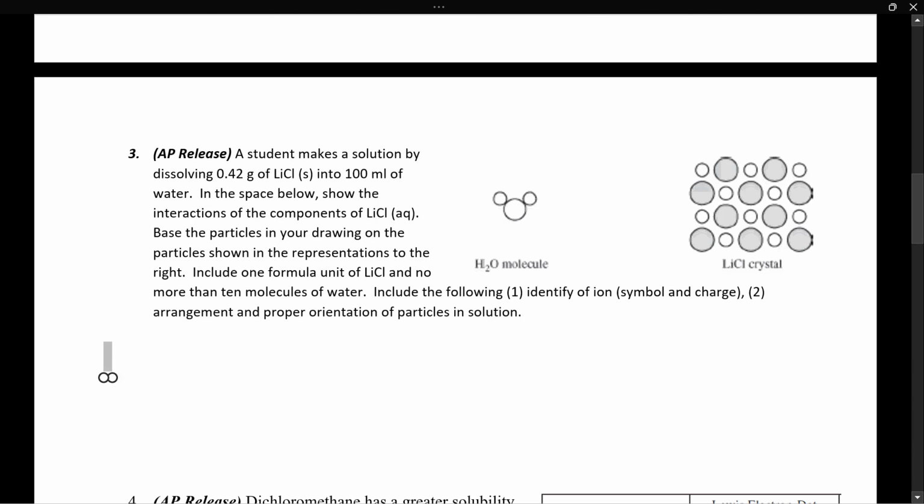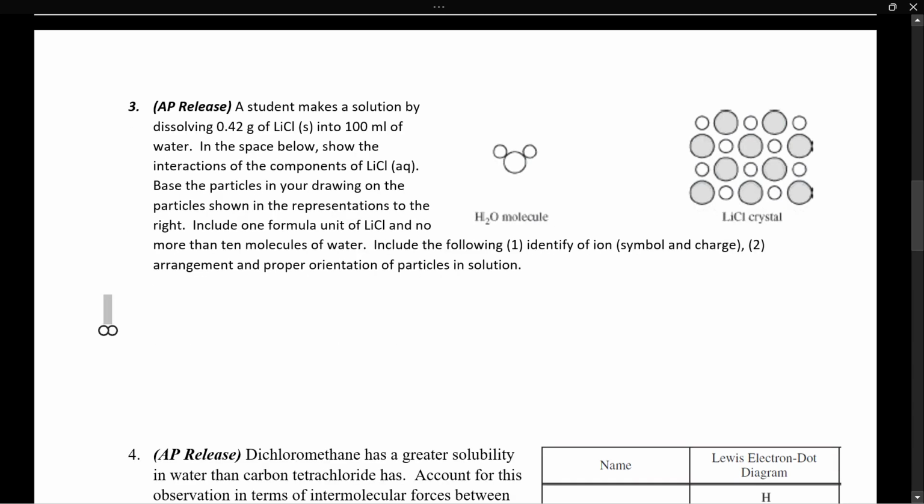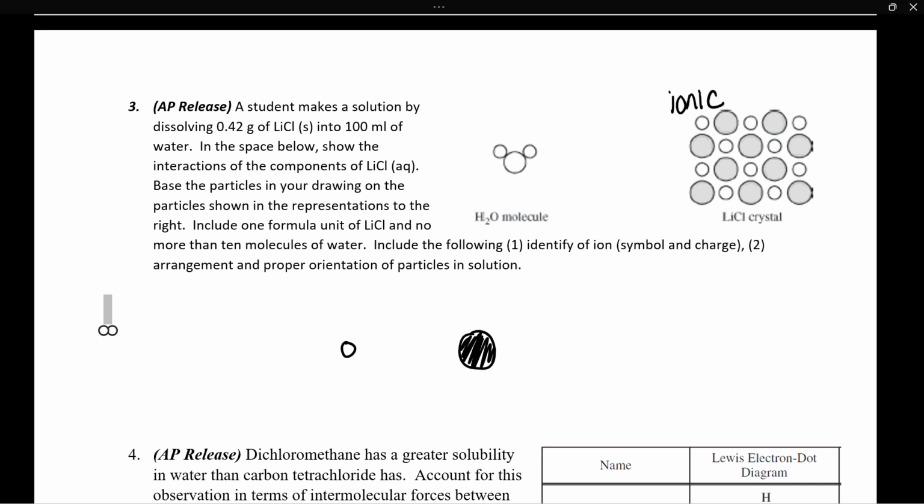Let's look down here. This is a question that involves drawing things out. So you want to show what happens when this lithium chloride crystal dissolves in water. You want to recognize that this is an ionic compound, so when it dissolves in water, it's going to break apart into these individual ions. And they want us to show water molecules interacting.